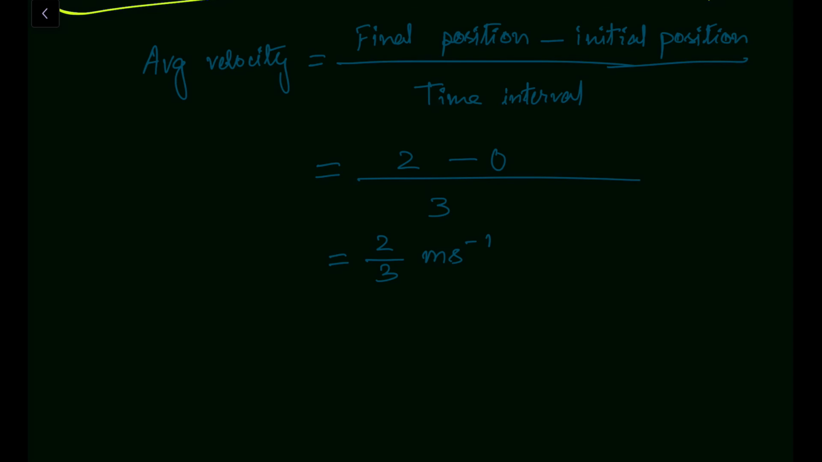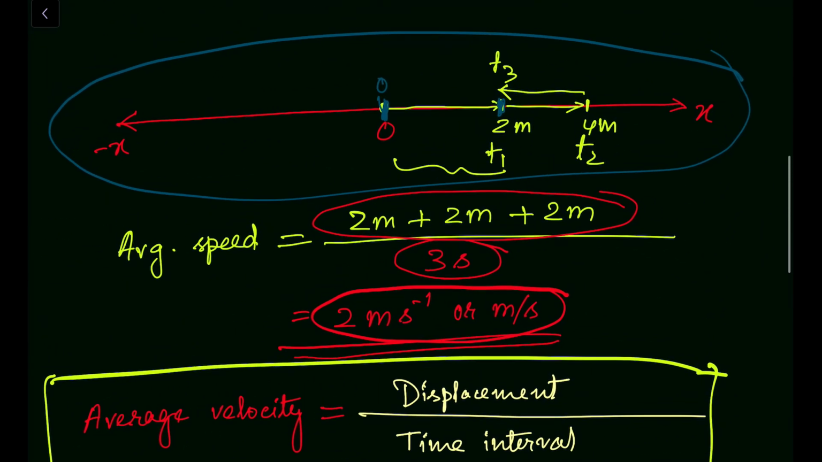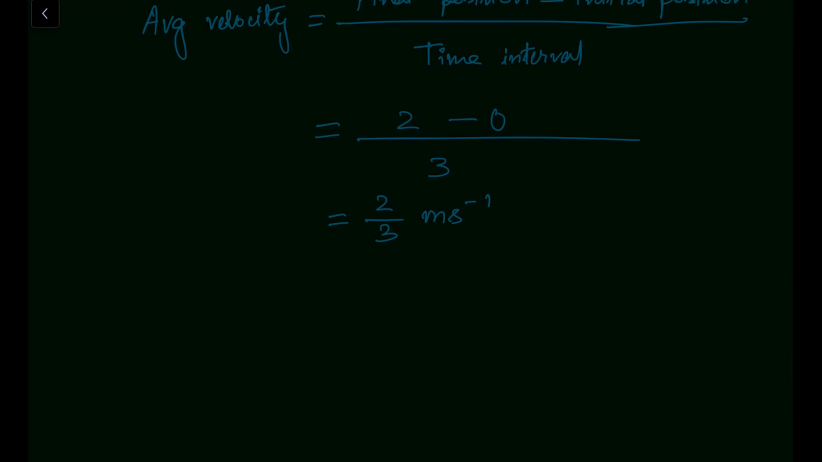So this velocity also has the same unit, but velocity has a direction. Here we can say that the direction is from left to right, or towards the positive x-axis. If the final position comes on the other side, then we can say that the velocity is towards the negative direction. For this example we have seen that the velocity is 2 by 3 meter per second.